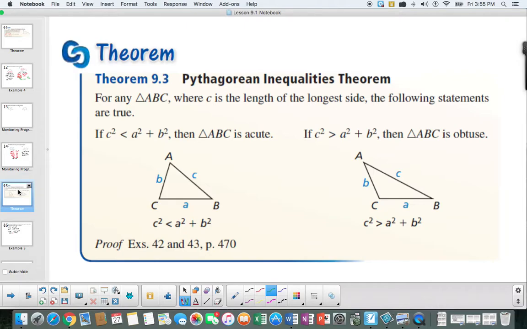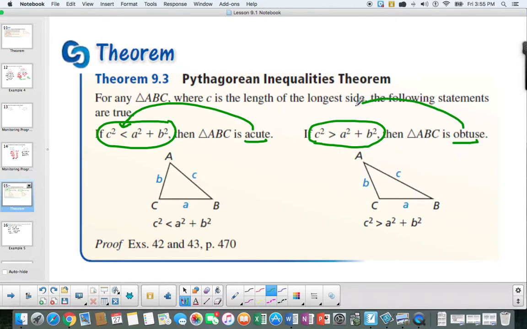The Pythagorean inequalities theorem says if 3 numbers satisfy this pattern right here, or this relationship, then we call it acute. So think of acute with the less than symbol. And if 3 numbers satisfy this relationship, we say it's obtuse. And notice obtuse is with the greater than symbol.